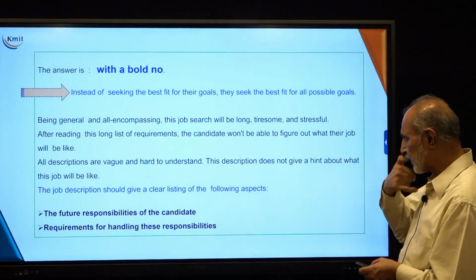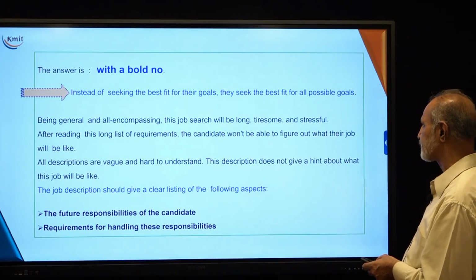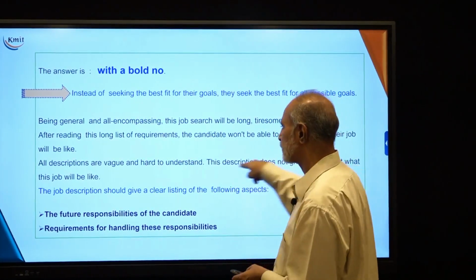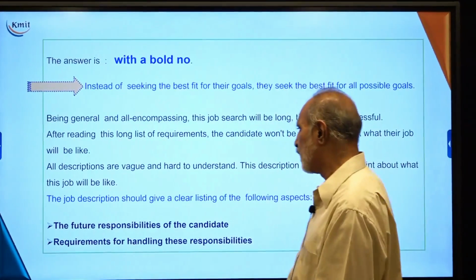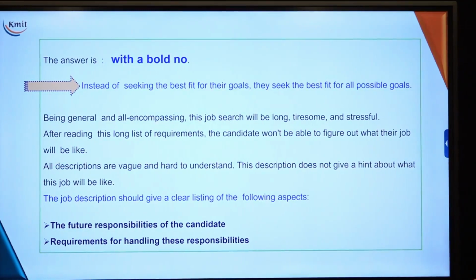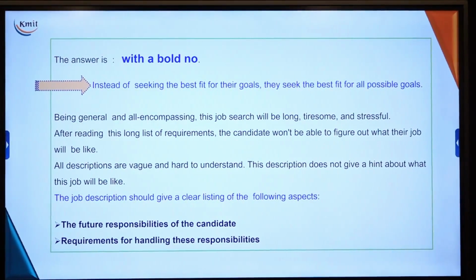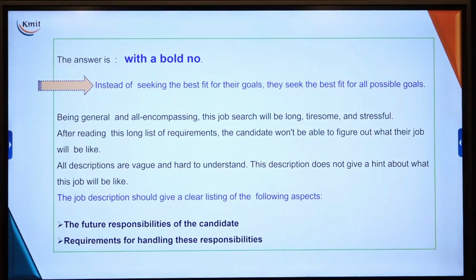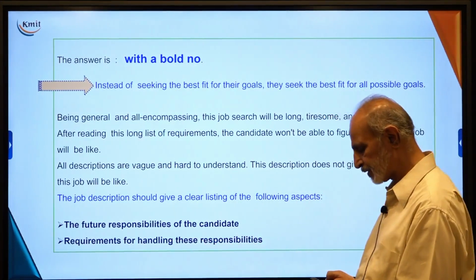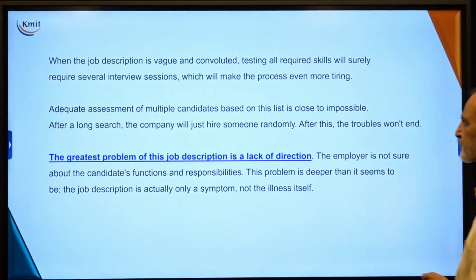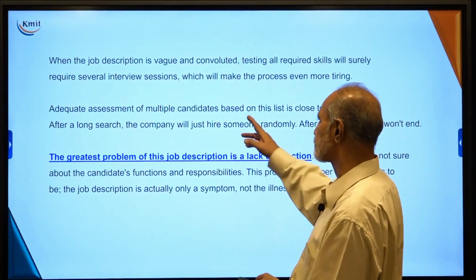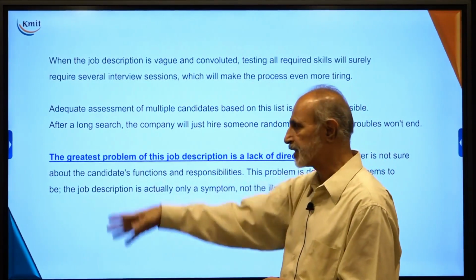Being general and all encompassing, this job search will be long, tiresome and stressful. After reading this long list of requirements, the candidate won't be able to figure out what the job would be like. All descriptions are vague and hard to understand. This description does not give a hint about what the job profile will be. So, the job description should be very clear, listing the following aspects: future responsibility of the candidate and requirement handling by the candidate. With a job description this convoluted, testing the skills required will surely need several interview processes, which will make the process even more tiring.